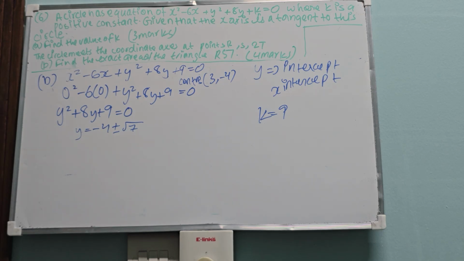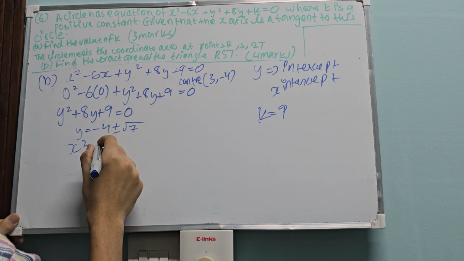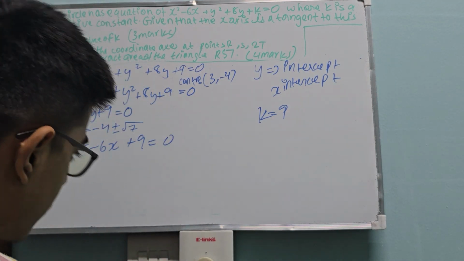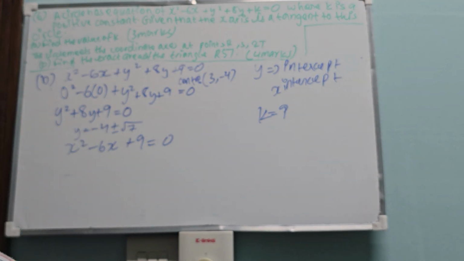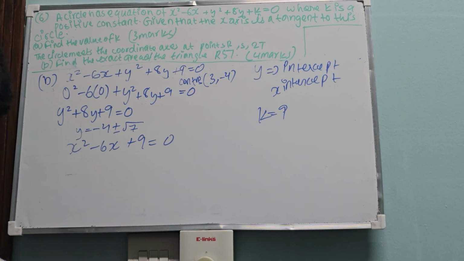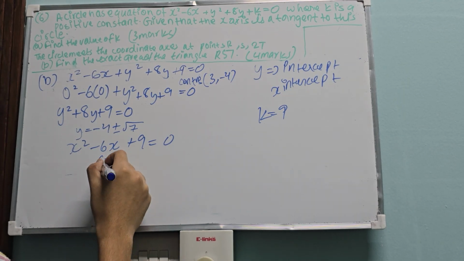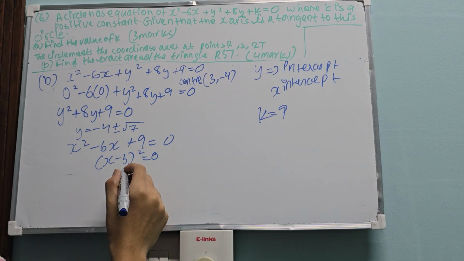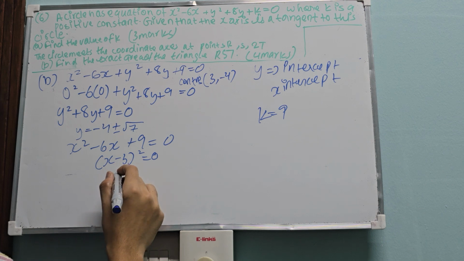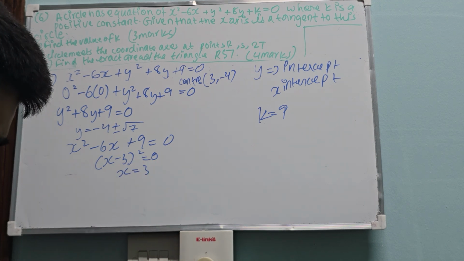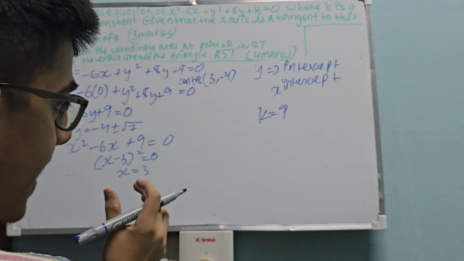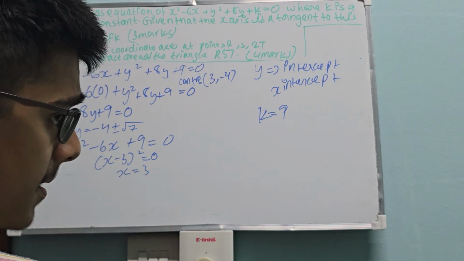Now we have to find the x-intercepts. So for the x-intercepts, it is going to be plus 9. Put this into your calculator. This is going to give us x minus 3 squared is 0, and x is going to give us 3. Now we have the y-intercepts and x-intercepts. This is a repeated root.